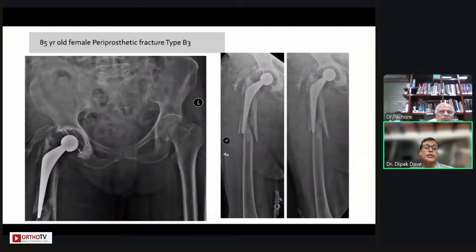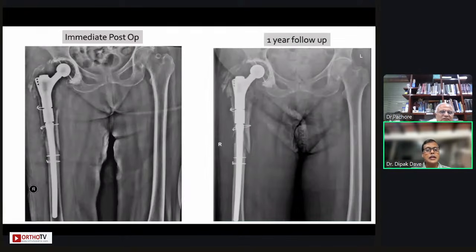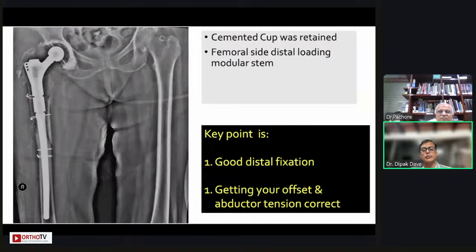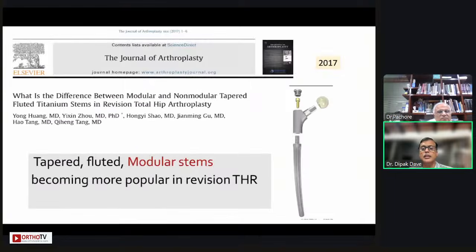Again, an 85-year-old female, periprosthetic fracture. Again, I have used a modular stem, immediate post-op, and the patient is doing well. The cemented cup was retained. The key point here is good distal fixation and getting your offset and abductor tension. Tapered fluted modular stems are becoming more popular, but in complex revisions. You need not use it in a routine situation.